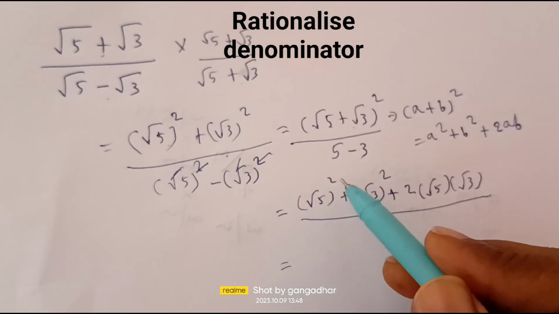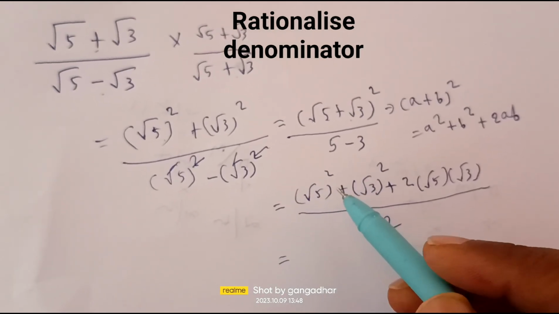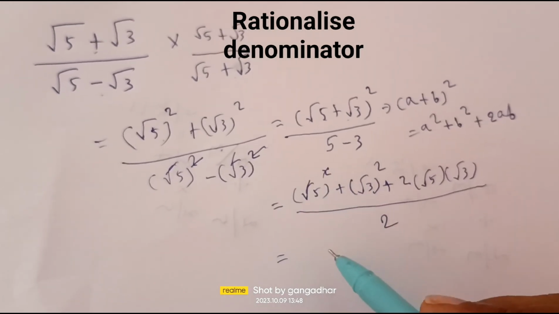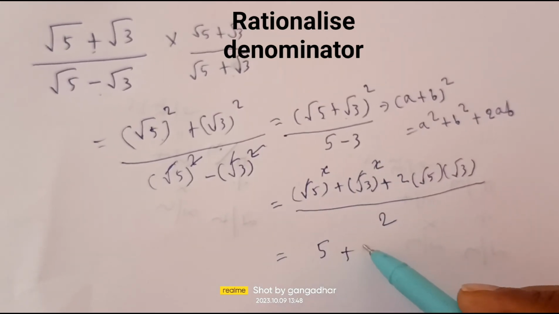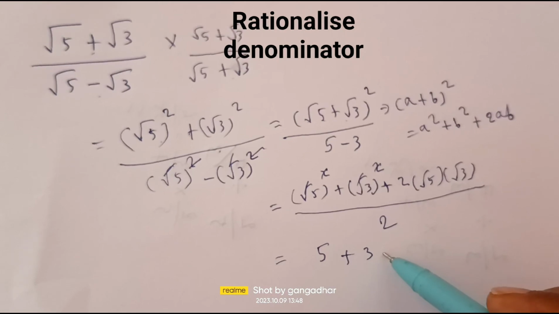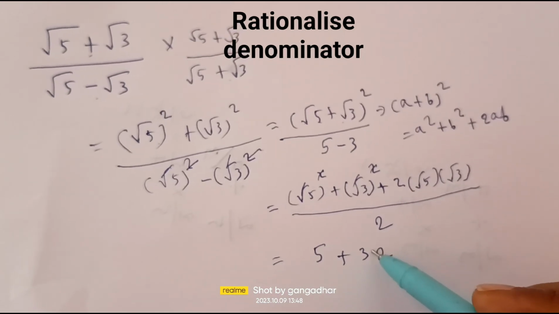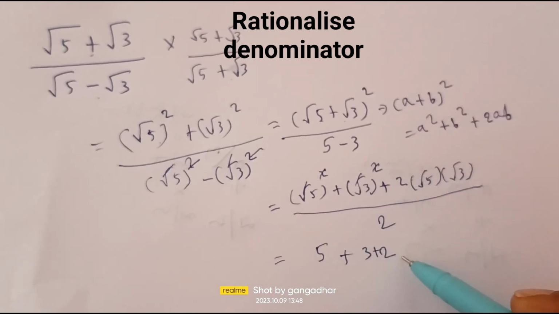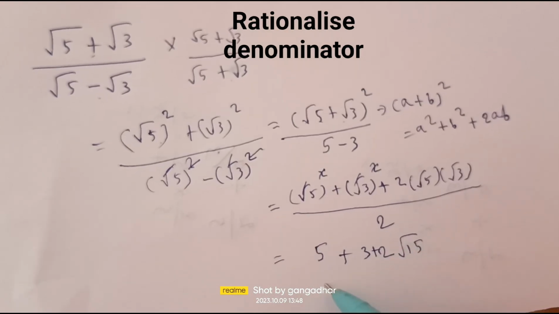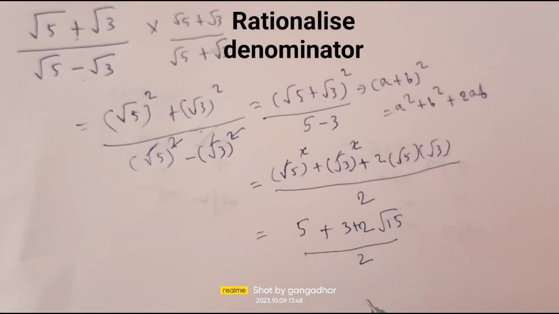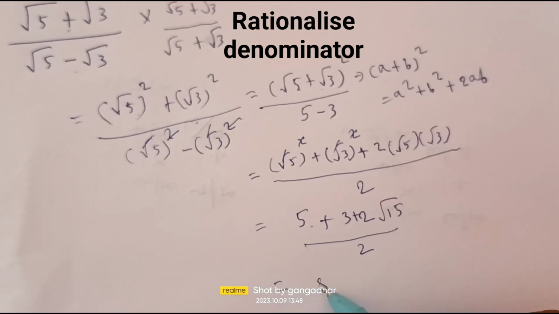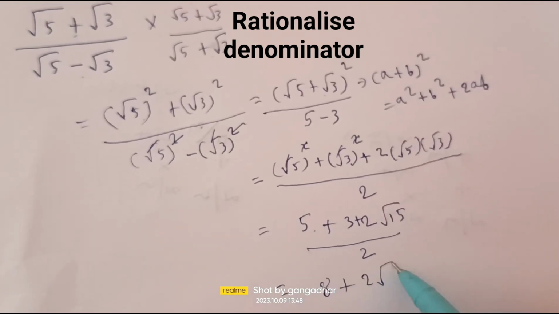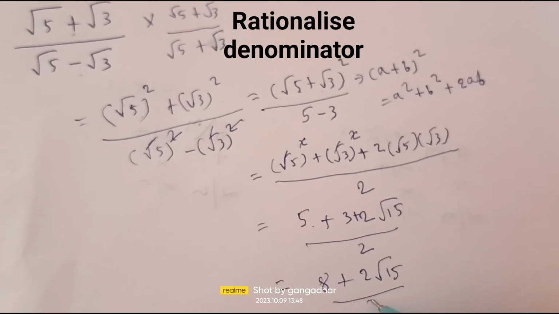In this, 2 and root cancel, only 5 remains, plus 2 and root cancel, plus 3, plus 2 root 5 into root 3, we get root 15, divided by 2. 5 plus 3 is 8, plus 2 root 15, divided by 2.